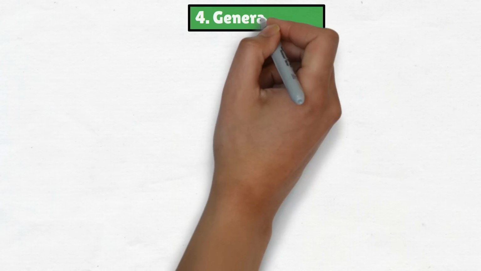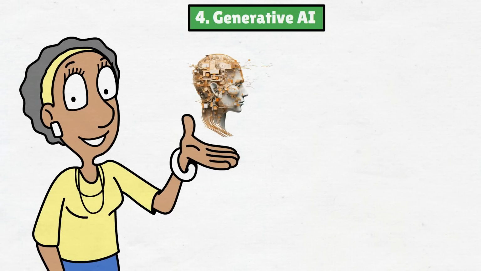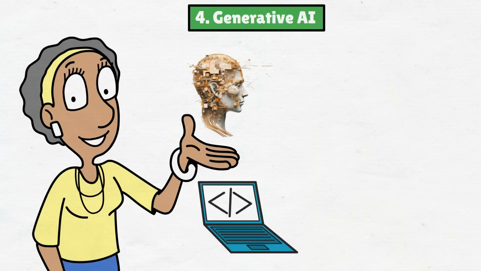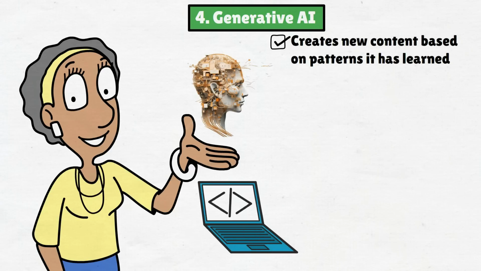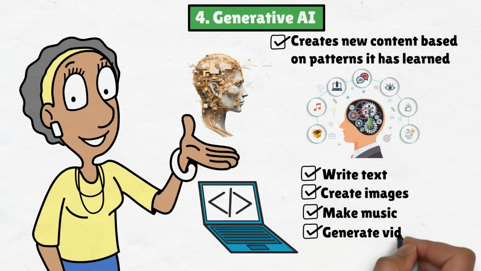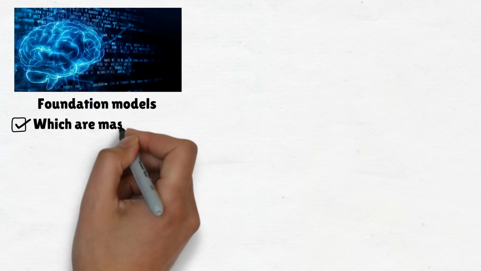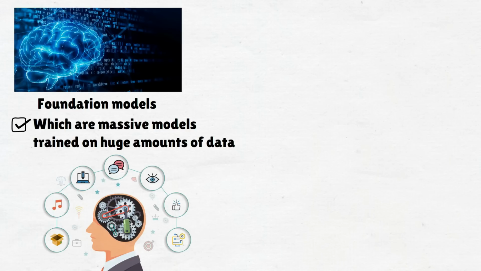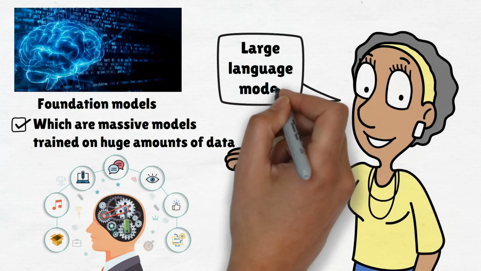4th, generative AI. Lastly, we have generative AI. This is a newer and exciting area of AI. Unlike machine learning, which analyzes existing data to make predictions, generative AI actually creates new content based on patterns it has learned. It can write text, create images, make music, and even generate videos. Generative AI is powered by something called foundation models, which are massive models trained on huge amounts of data. These models help AI systems understand and create human-like content. One example of a foundation model is a large language model, which can generate text that reads as if a human wrote it.